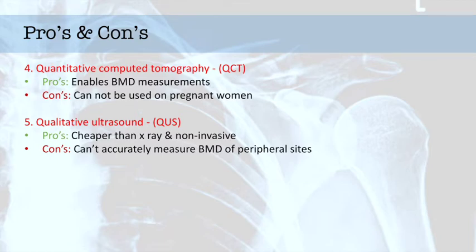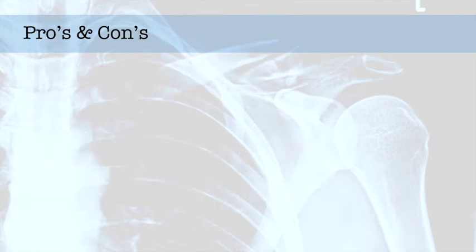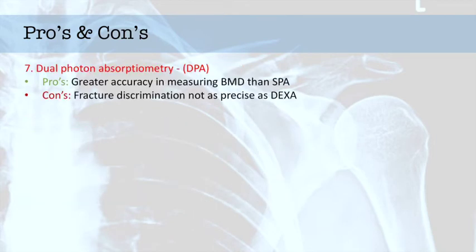SPA is an accurate procedure. It is also relatively safe, as gadolinium-153 has a half-life of 60 days and only emits gamma radiation. However, it is a limitation in that the radioactive source gradually decays and must be replaced after time. DPA has a far greater accuracy in measuring BMD in skeletal bones when compared to SPA, partly due to a wider perceivable scope. This method, however, is not as capable as DEXA in discriminating fractures.